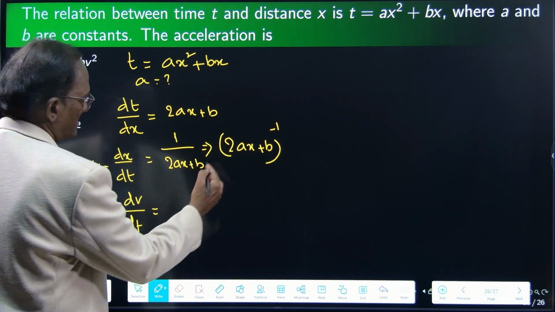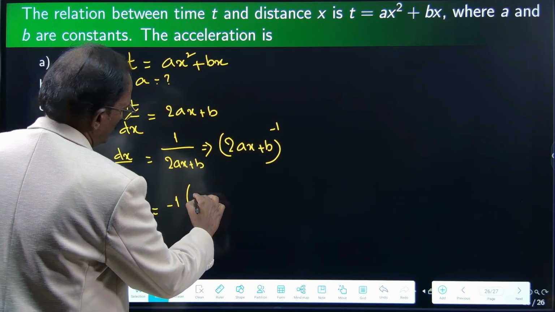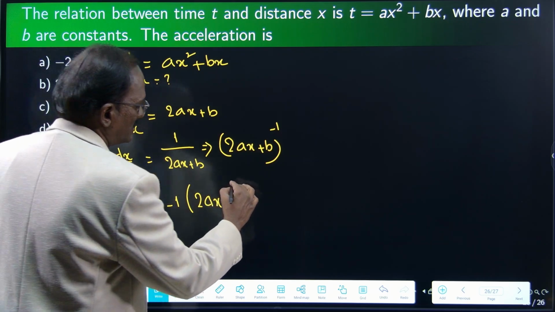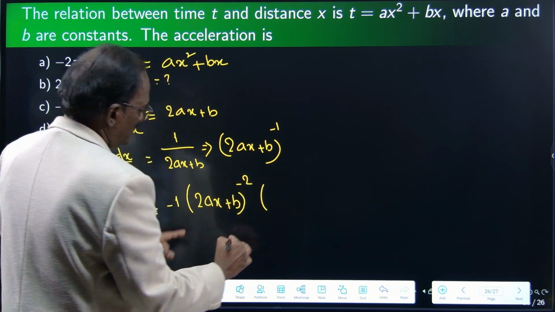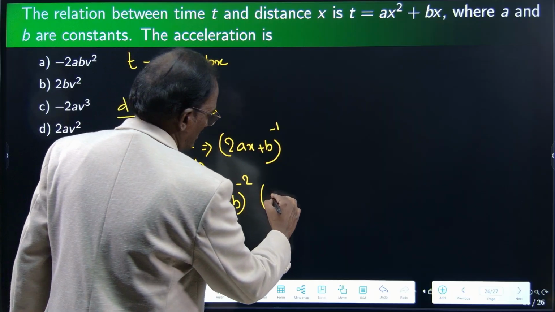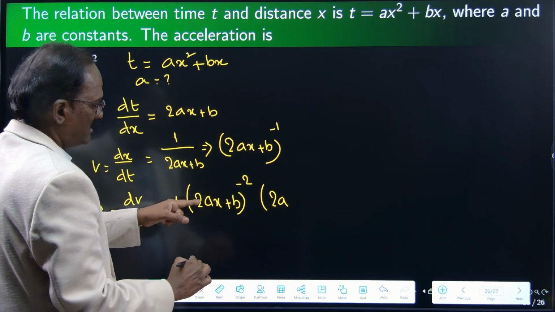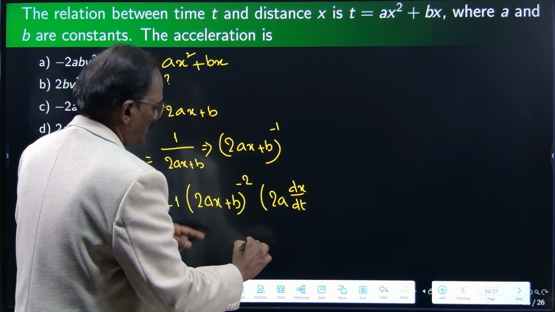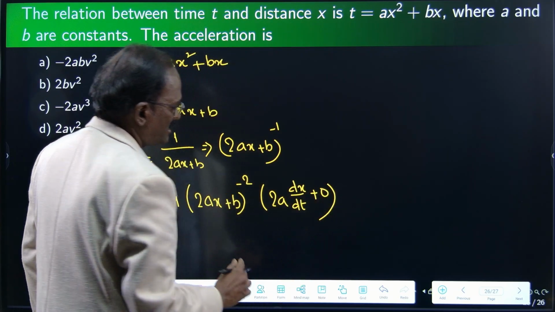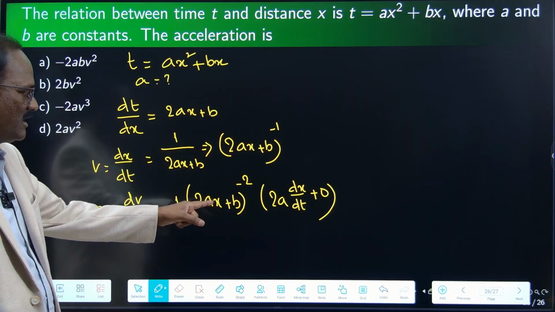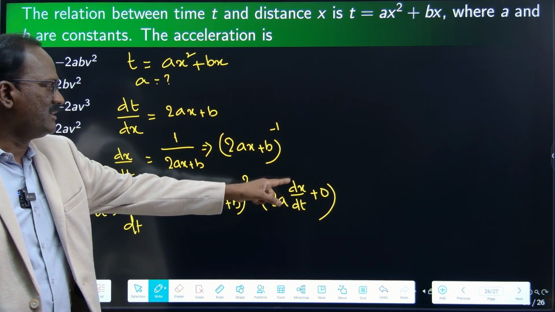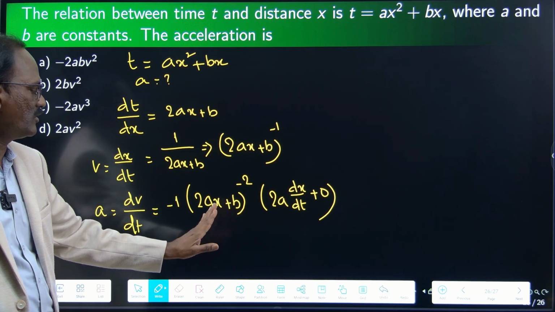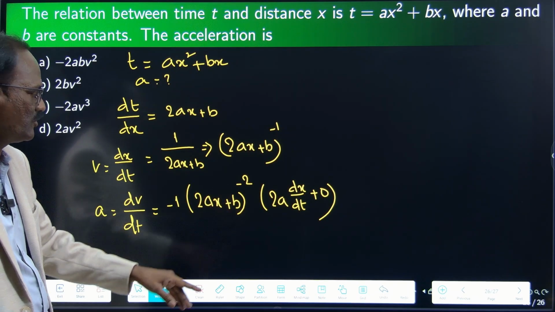So dv by dt is minus 1 of 2ax plus b power minus 1 minus 2 into 2a constant into x differentiating, x becomes dx by dt, plus b, differentiation of any constant is 0. This constant is coming along with x. That is why we are differentiating it. If it is just 2a, we will easily make it 0. Differentiation of 2a will be simply 0, right?